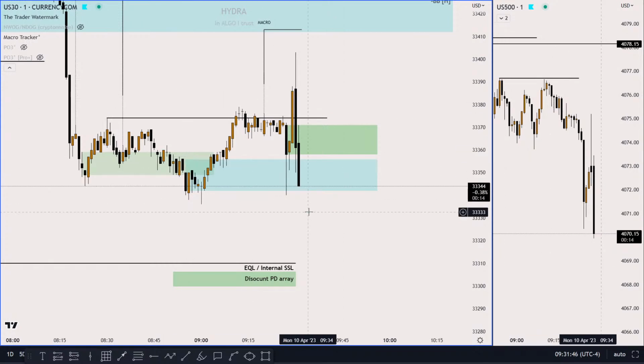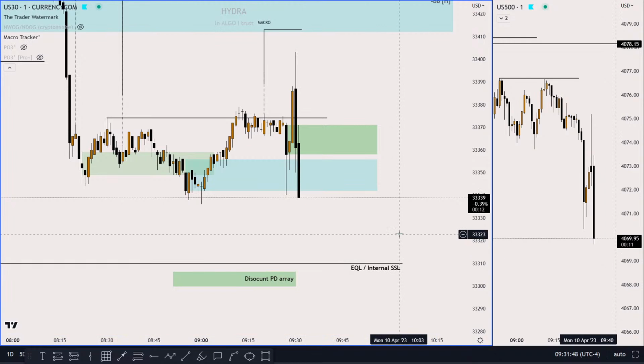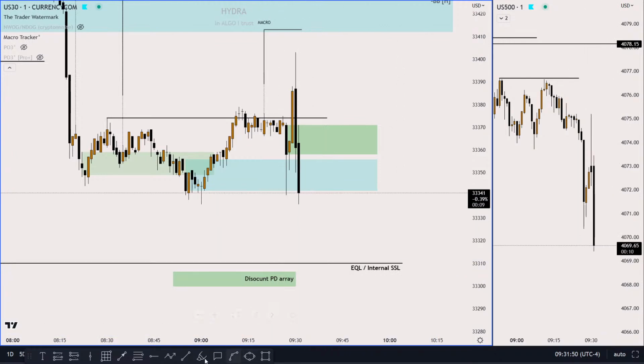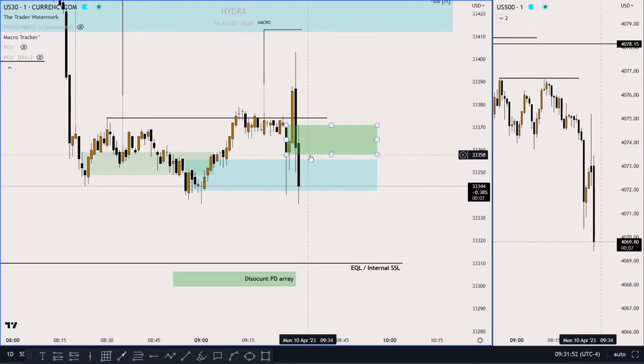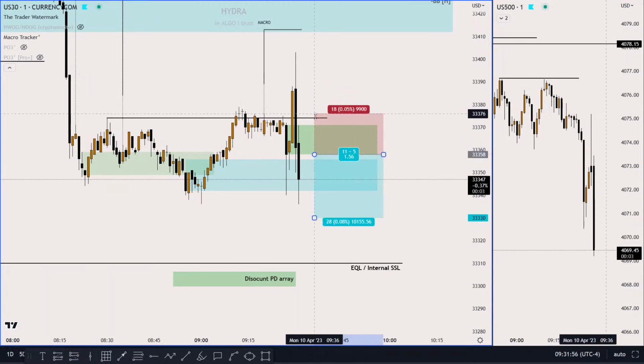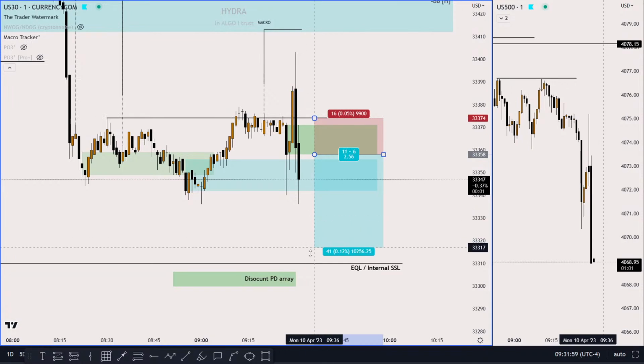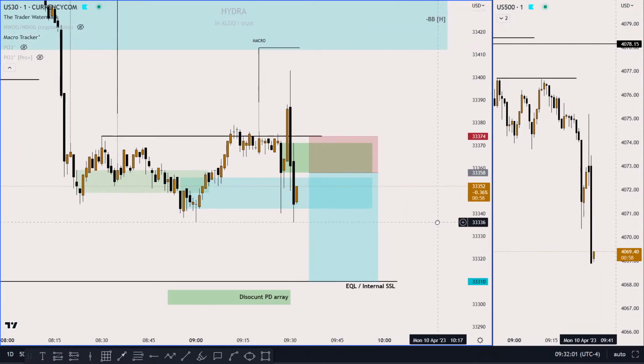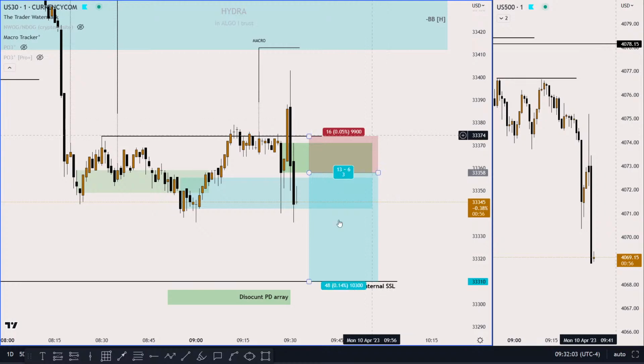Okay, I'm in this trade. My target is this relative equal lows. That's a 2 hour trade for me. I executed. If it's coming all the way up, I'm in a loss, so I don't care. Let's see what price does.